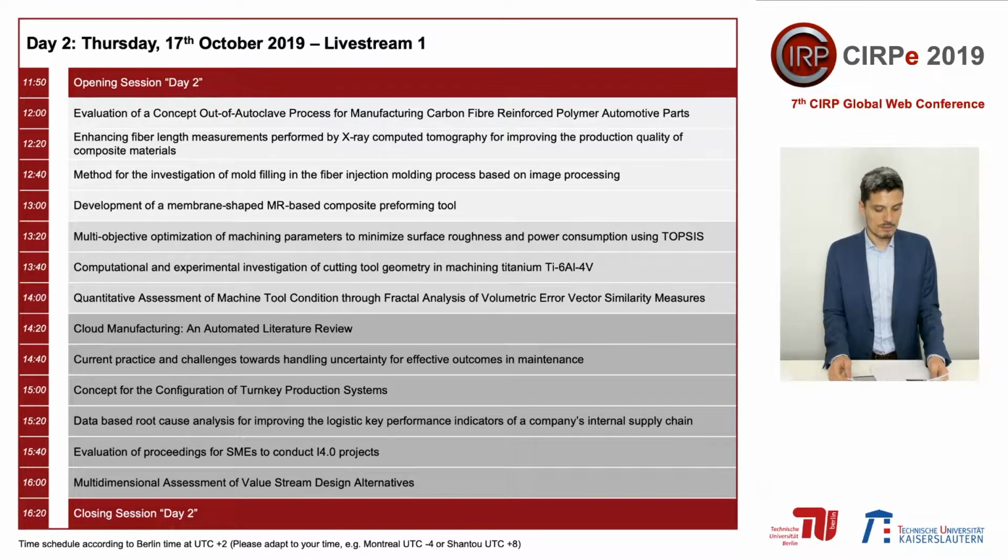The third one is about value streams and lifecycle engineering. We have grouped papers that have these things in common. Then we will have a series of papers. The first one is about cloud manufacturing. The second one is about maintenance. The third one is about the configuration of turnkey production systems. The fourth one is about key performance indicators in logistics. The fifth is about Industry 4.0 in small and medium enterprises, which is again also a review-oriented paper. And then the day will end with a multidimensional assessment of value stream design alternatives.